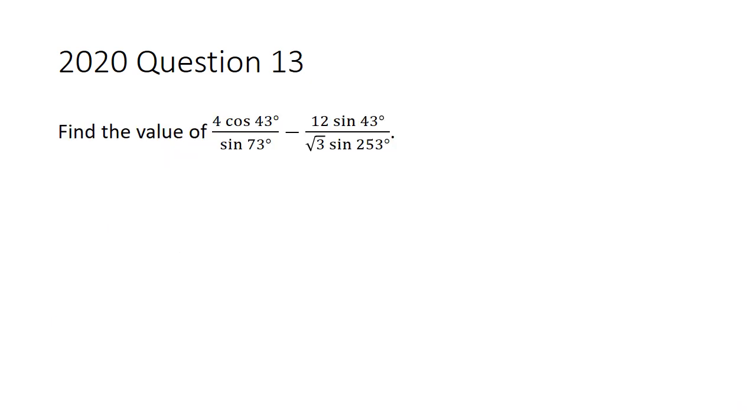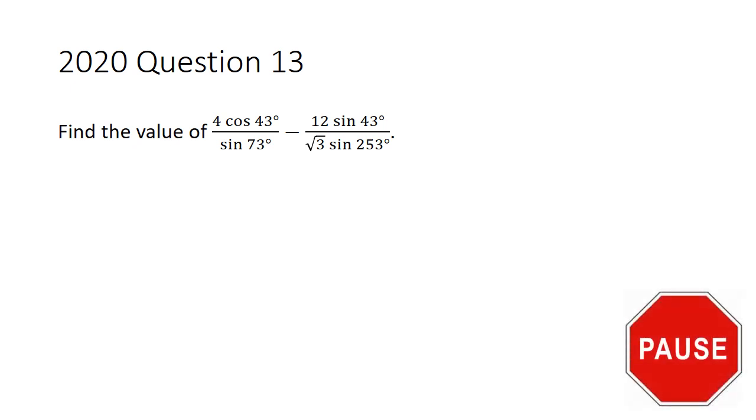Question 13. Find the value of 4 cosine 43 degrees divided by sine 73 degrees minus 12 sine 43 degrees divided by root 3 sine of 253 degrees. Pause the video here and give this question a good try.